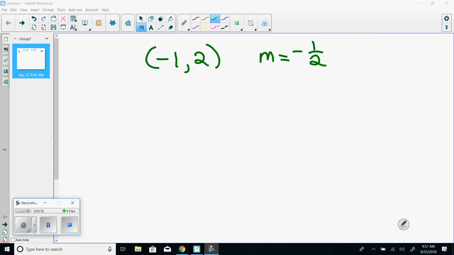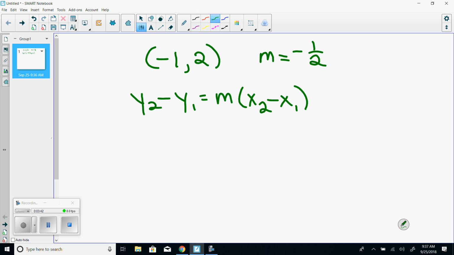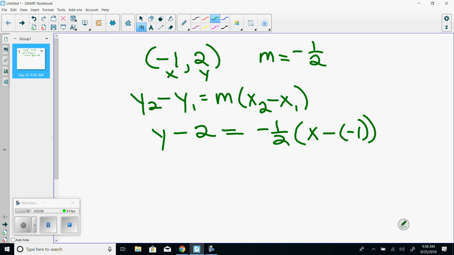Okay, so we're given a problem, and we're given a coordinate pair and a slope, and we're asked to put it in point slope form and into slope-intercept form, or equation of a line. So I'm going to start off by writing my formula. Then I'm going to plug in what I know, and I'm going to drop the subscripts on the y2 and x2, because this is y, and this is x. Minus -1. Don't forget that, most people do.